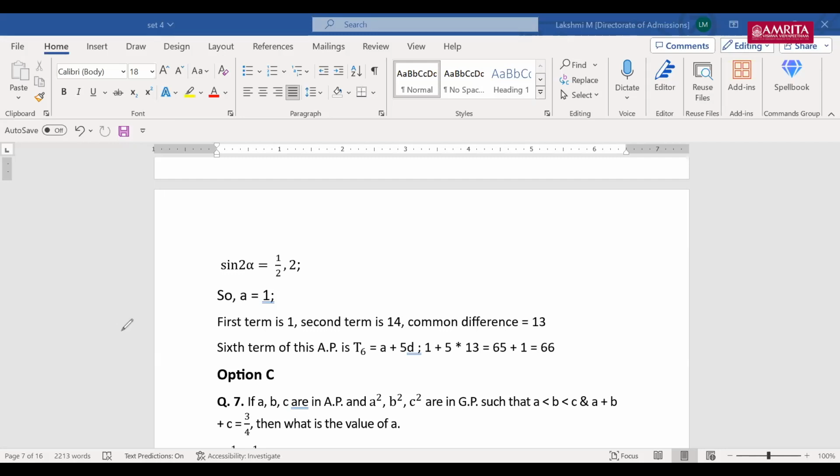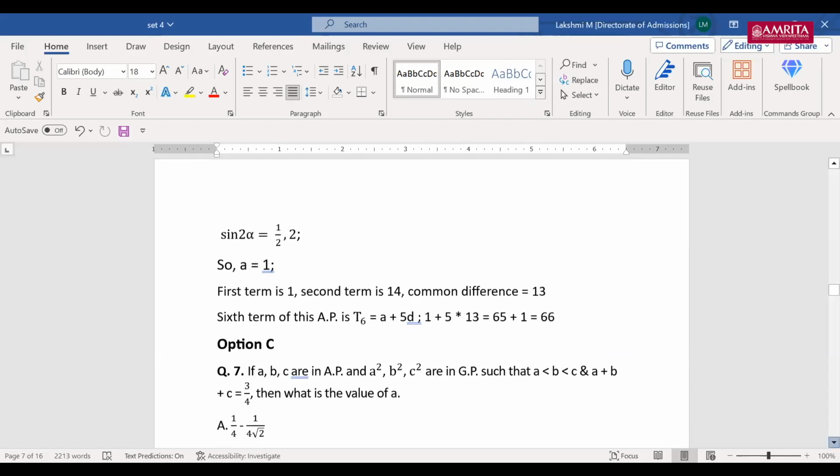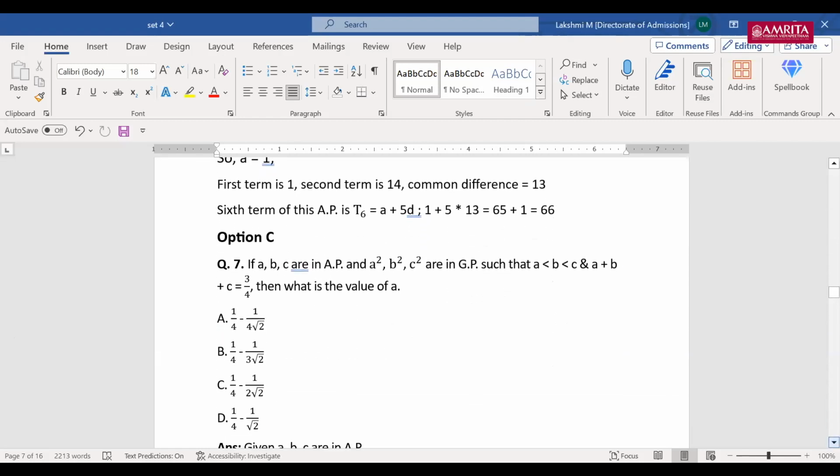Can we move towards the next question? This is also a very simple question. I want all of you to answer it. A very, very easy question.